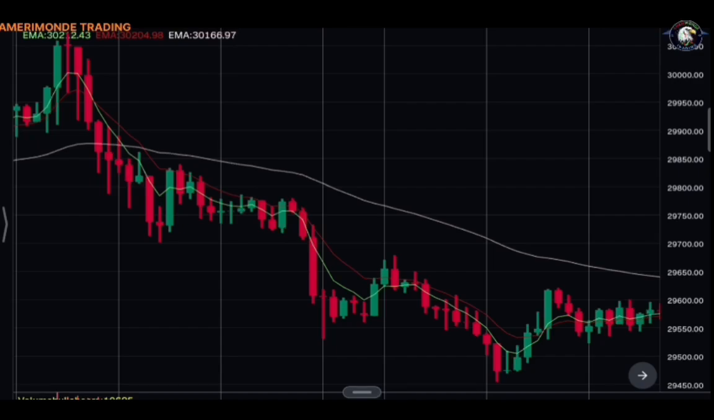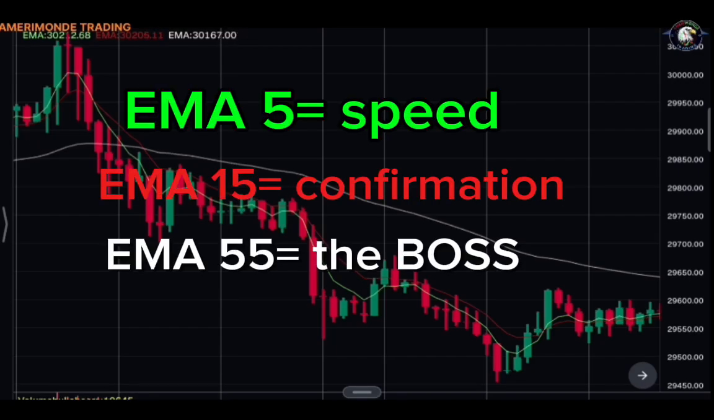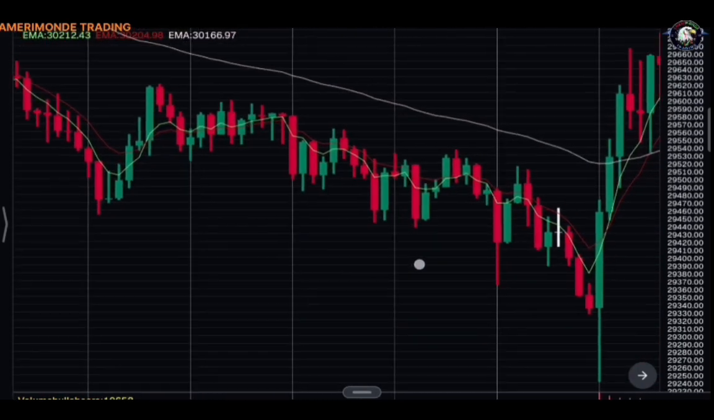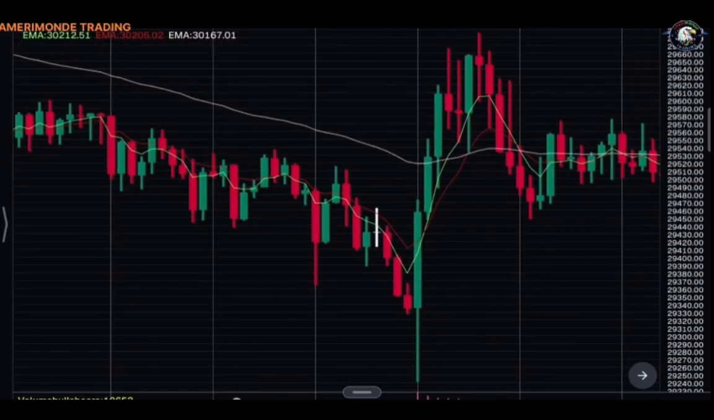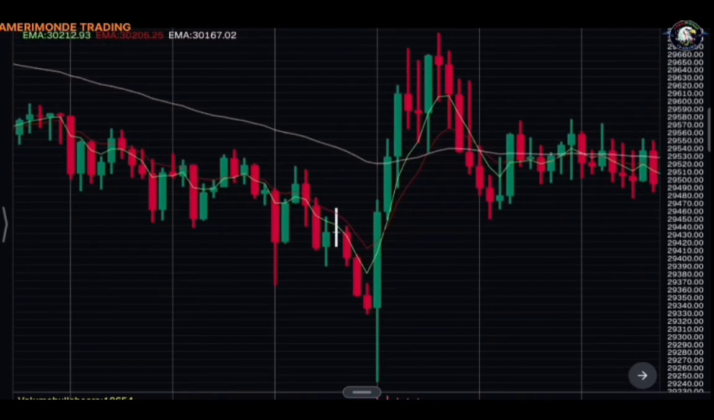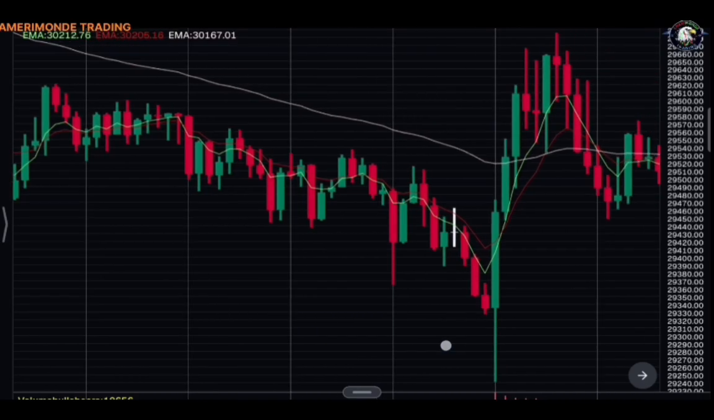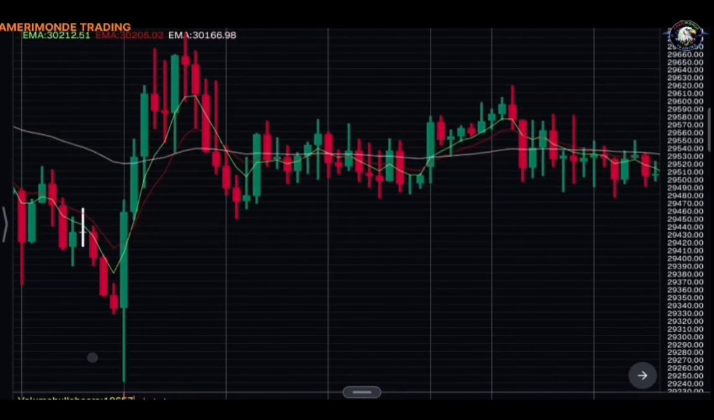No indicator can give you this clarity. Price never even touched EMA 55 again. It just followed EMA 5 up. So recap: EMA 5 is speed, EMA 15 is confirmation, EMA 55 is the boss. When 5 crosses 15 above 55, buy. When 5 crosses below 15 below 55, sell. Backtest this 100 times on replay.